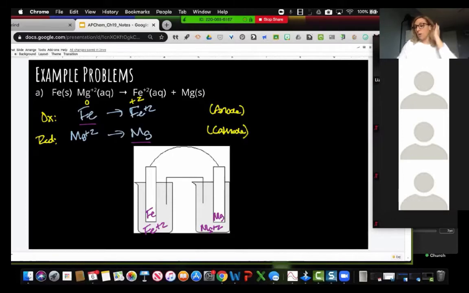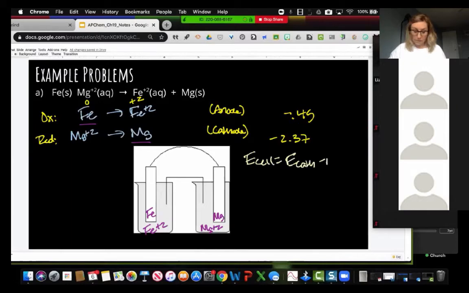Okay, so this is where we're going to figure out whether or not this would be spontaneous as written. We're going to go to the chart and look those values up. If I find iron, it is -0.45. And if I look up magnesium, that one is -2.37. Then I'm going to put those into my E cell equation. So E cell equals E cathode minus E anode.